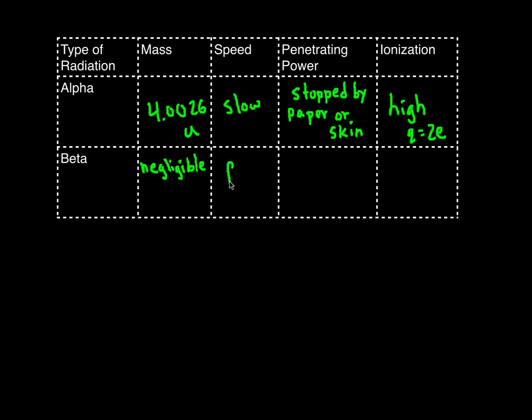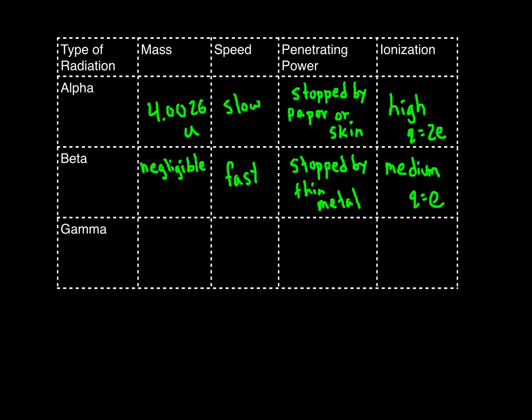Beta particles have negligible mass. They travel at very fast speeds, and they have slightly higher penetrating power than alpha particles. They can be stopped by thin metal, which means they can get more deeply into your skin, but not very far into your body. They have medium ionization ability with their charge of 1 times the elementary charge.